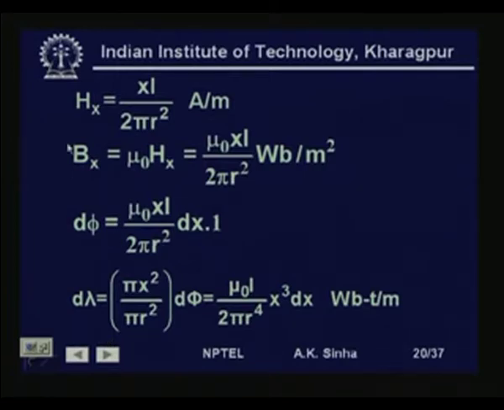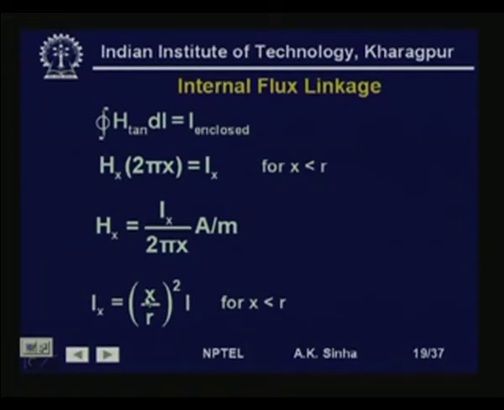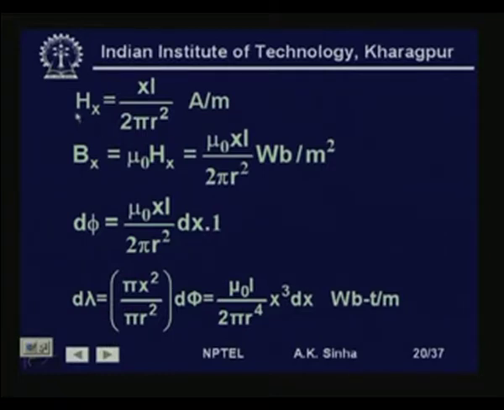Therefore, we can write Hx is equal to x into I by 2 pi r square, because substituting for Ix, x by r whole square into I, in this position we will get Hx is equal to xI by 2 pi r square ampere per meter. From this field intensity we can find out the flux density Bx, which will be equal to mu 0 Hx, as we are using non-magnetic conducting material. So mu 0 Hx is equal to mu 0 x into I by 2 pi r square Weber per meter square.